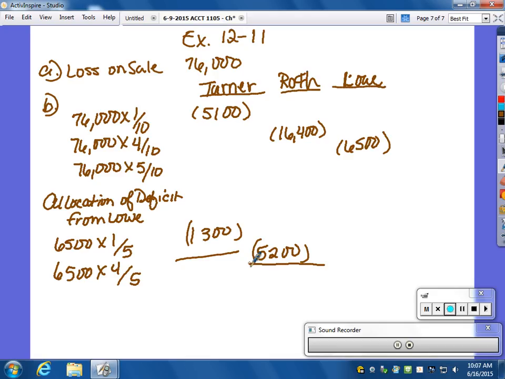Where are y'all going with that? Don't confuse yourself, because we're not even doing that. It equals the 6,500, not for them, but it equals Lowe's 6,500 that he could not pay or should not pay. So now, each one of their capital balances is what now?